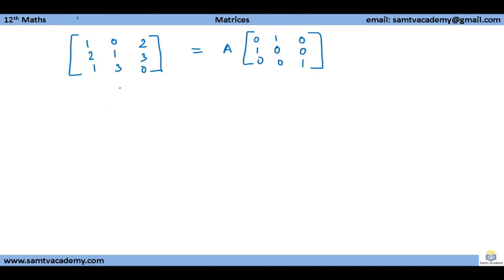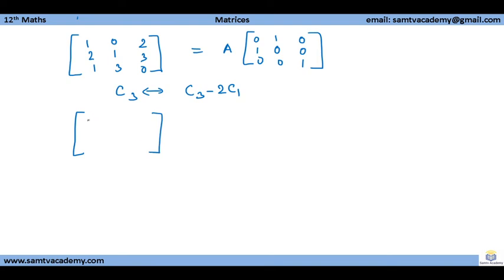Now next step we will do: C3 is replaced with C3 minus 2 C1. What is our aim? We have to make all diagonal elements 1, and the three lower elements 0 and the upper three elements 0. So we will first make this 0. By doing this step, you are making this value 0, minus 2, so this will become 0. Same operation you have to perform on the right hand side also.